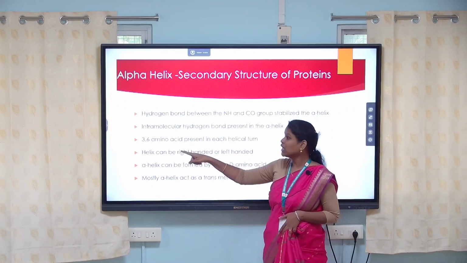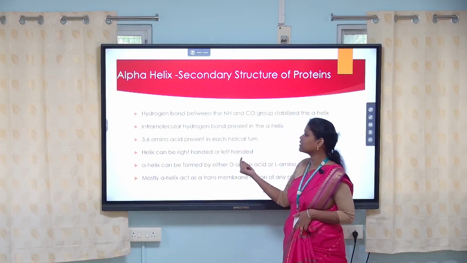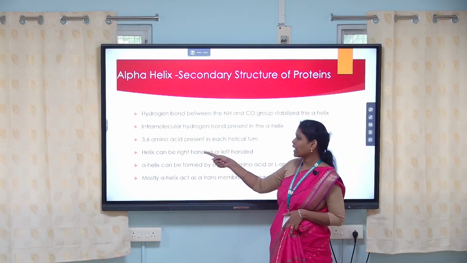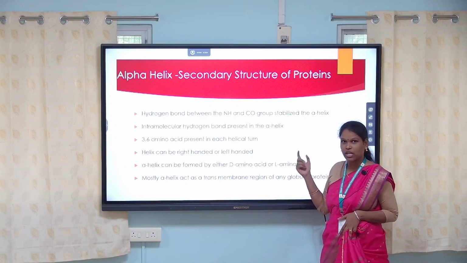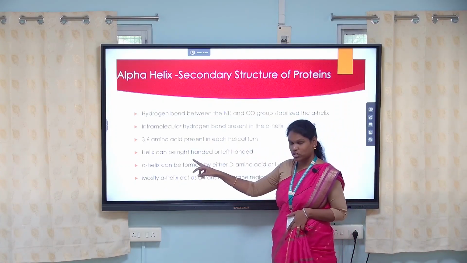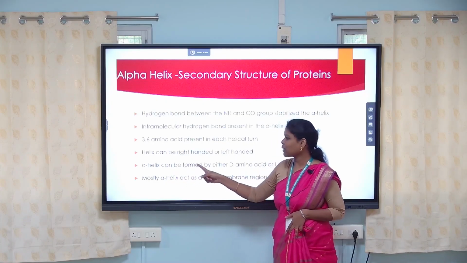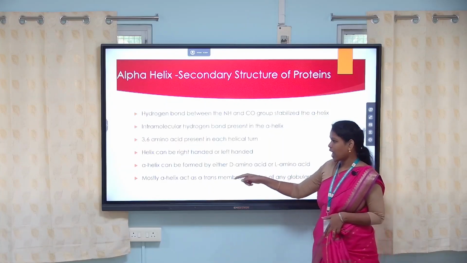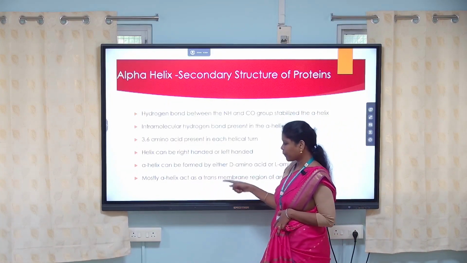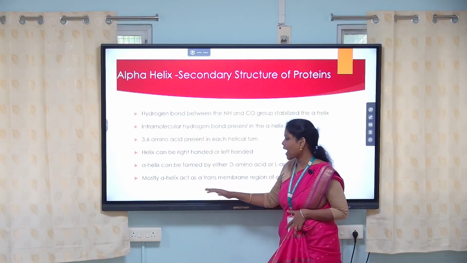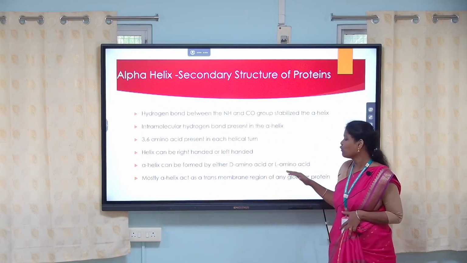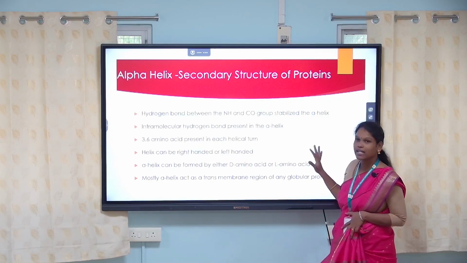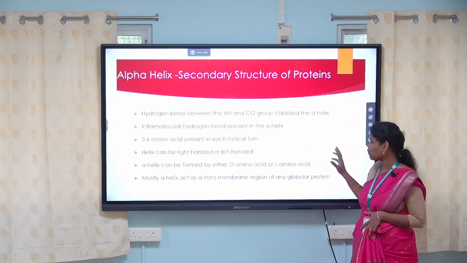It also has 3.6 amino acids per turn in each turn of the helical structure. The helix can also be right-handed or left-handed in nature, and that protein folding happens. Next, the alpha helix can be formed by either D amino acids or L amino acids. And mostly the alpha helix of protein acts as a transmembrane protein for any globular proteins. So these are all the information related to the alpha helix structure of proteins.